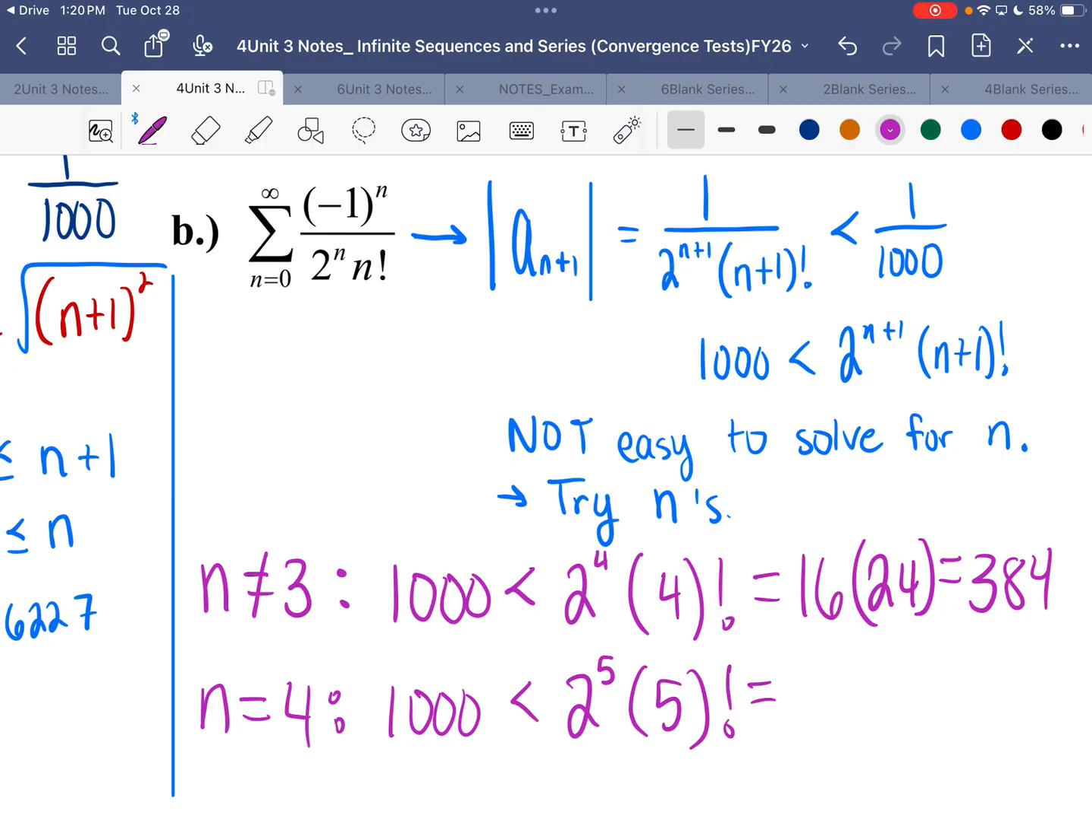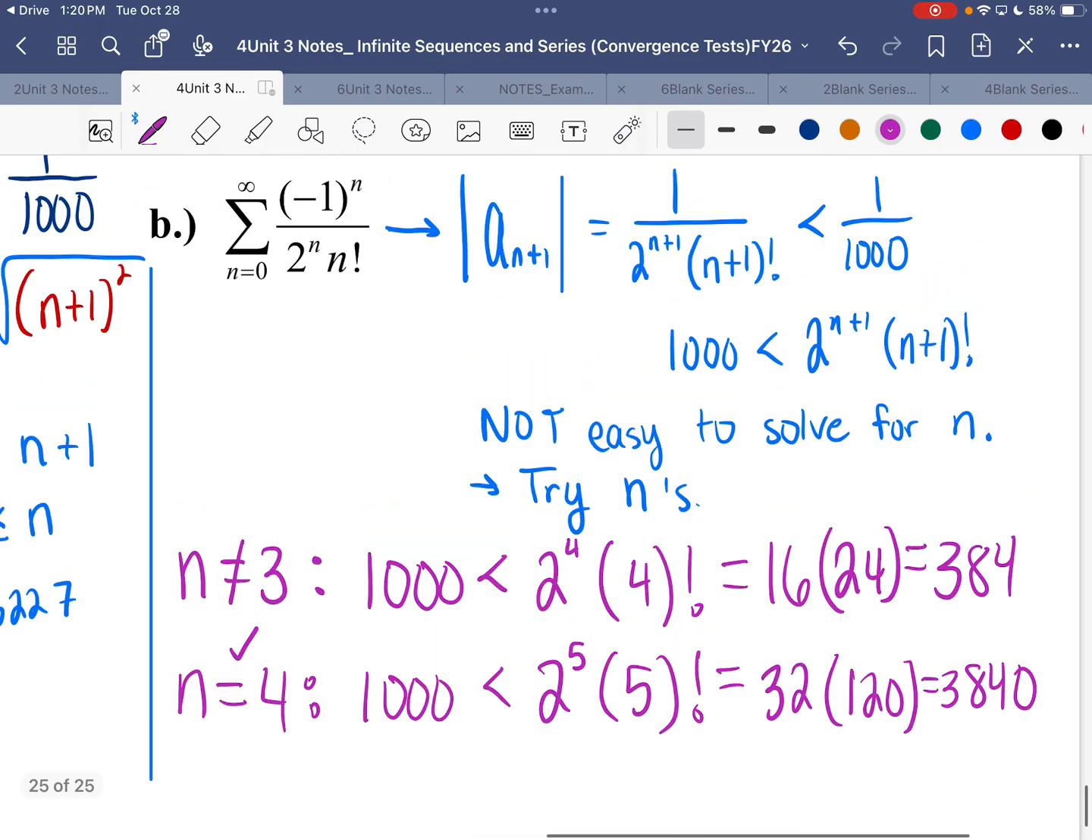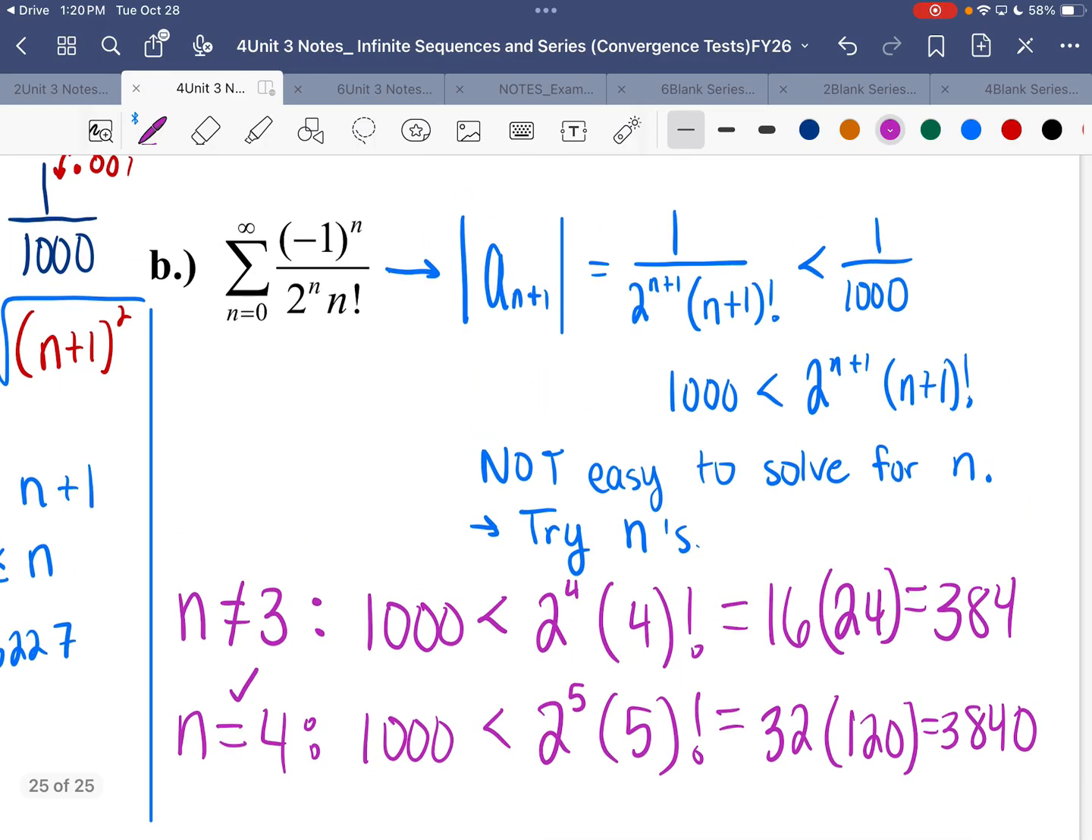Now we're doing 24 times 5. Is 32 times 120 bigger than 1,000? Yes. So how many terms do you need in order to get this series to be accurate to 1,000? 4.